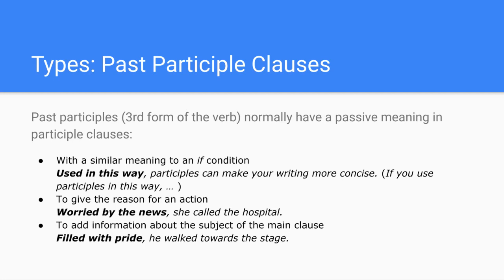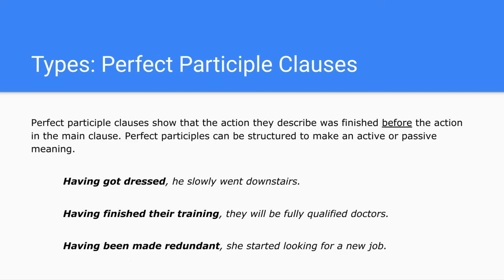Or to give the reason for an action, "Worried by the news, she called the hospital." So she called the hospital because she was worried by the news. Or again, to add information about the subject of the main clause, "Filled with pride, he walked towards the stage." He was filled with pride as he walked towards the stage. So that's it. Again, we are using different tenses here.